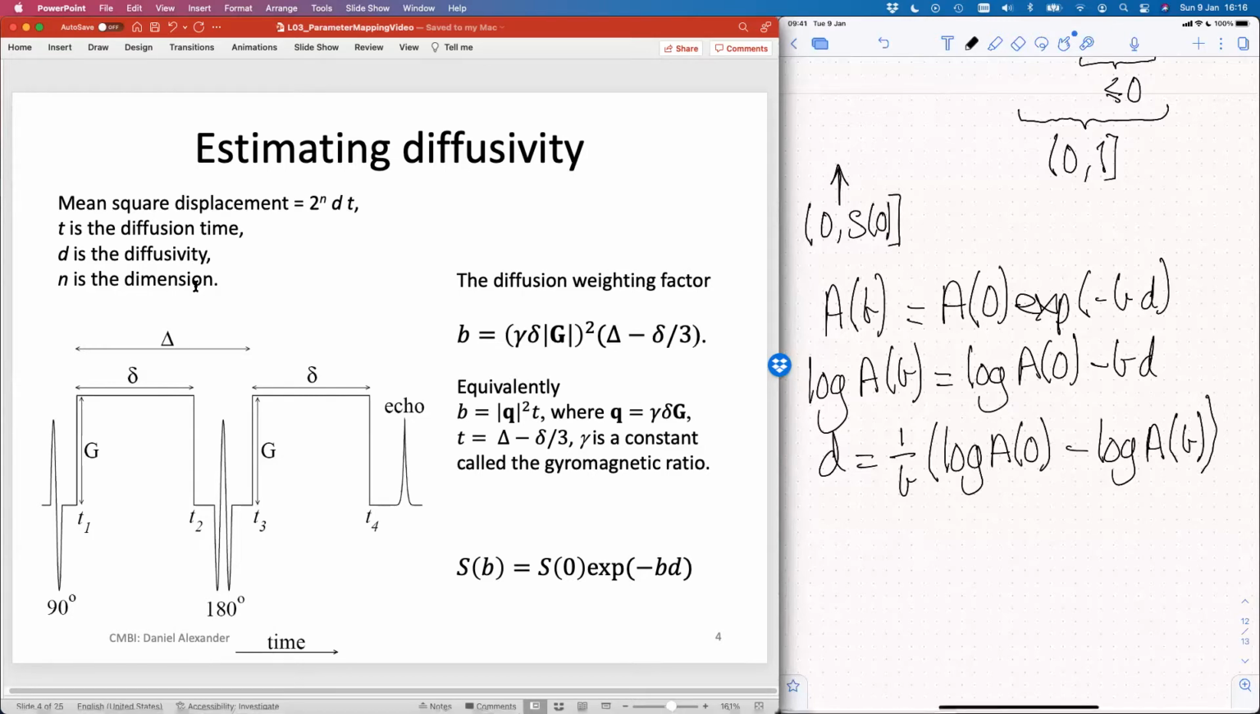Okay, so there's a simple formula to estimate D from two measurements. And we can use that then to make a map of D over an image. Let's switch to MATLAB for a moment to see how that's done.